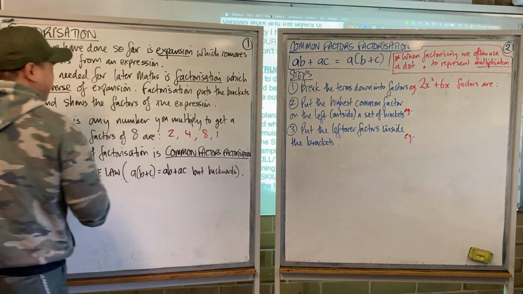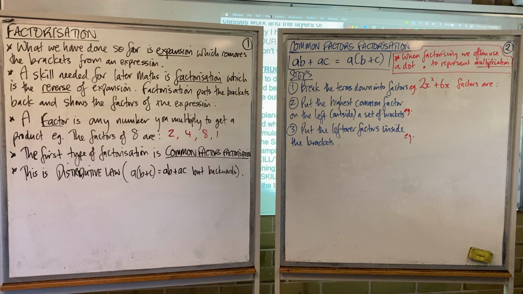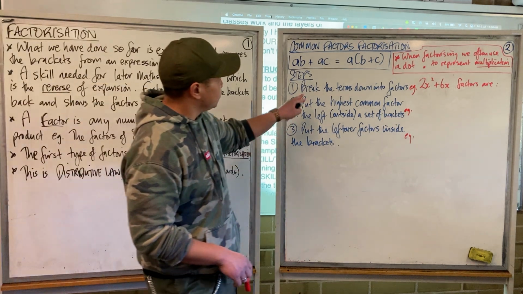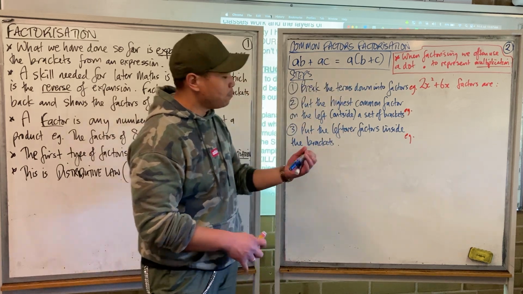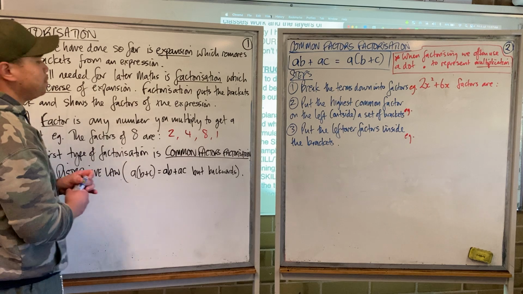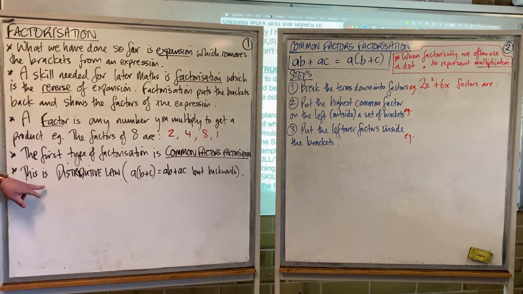The first type of factorization we learned is common factors factorization. You may remember from yesterday, I taught you something called distributive law, but it was the other way around. You had A bracket B plus C equals AB plus AC. So all you are doing today is distributive law, but backwards.